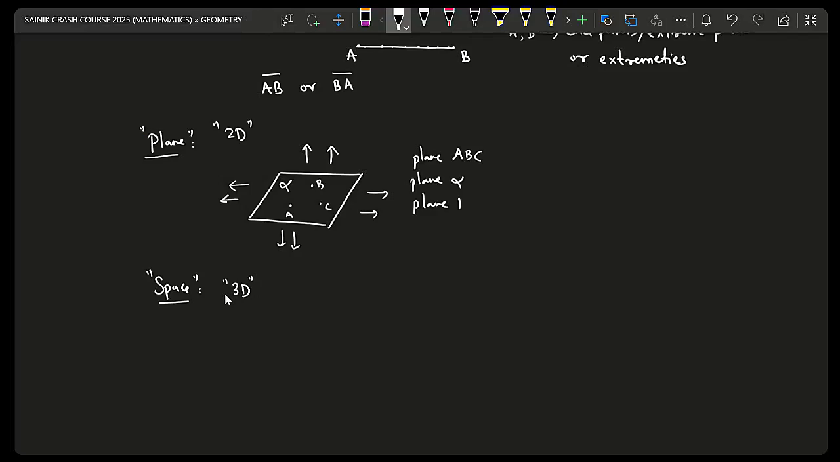So this is about the basic geometrical ideas. And in the line topic, I forgot to discuss one topic called collinear points and non-collinear points. So what do you mean by collinear points?